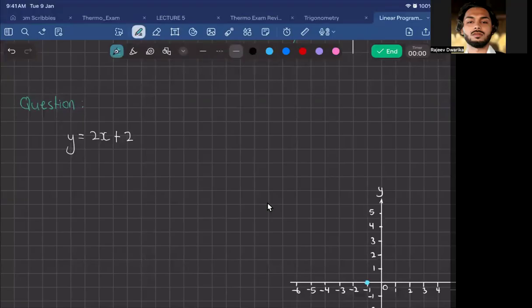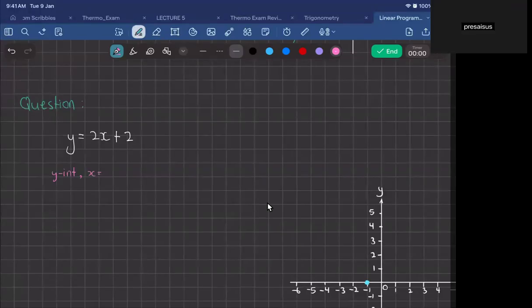So Perseus, we want to plot the line for y is equal to 2x plus 2. Tell me, Perseus, what 2 points am I going to find to draw a line? The y-intercept and the x-intercept. Right? What do we know about the y-intercept? The x value is 0, my bad.